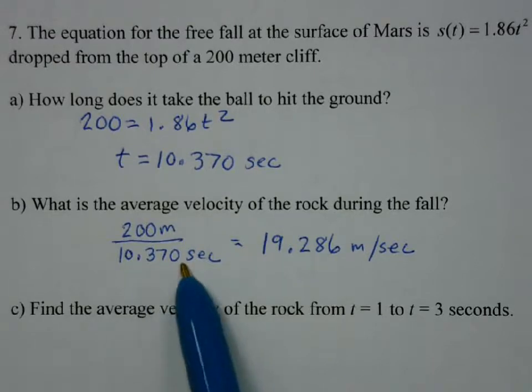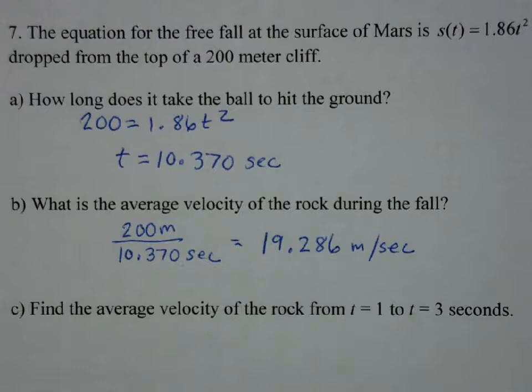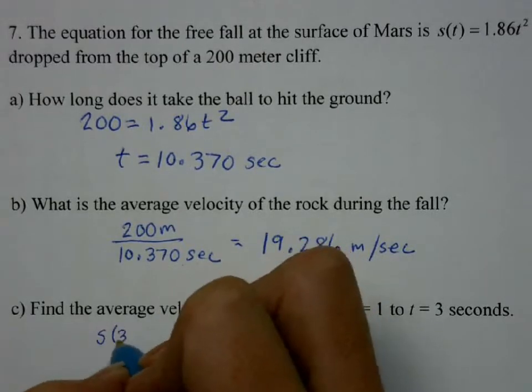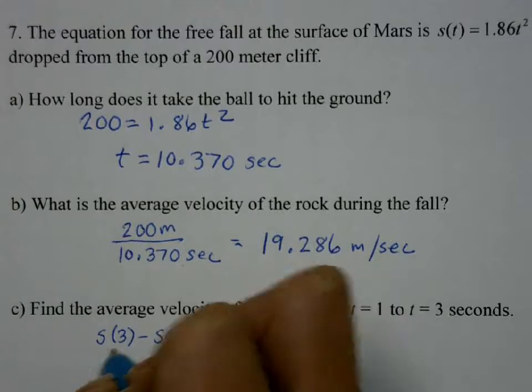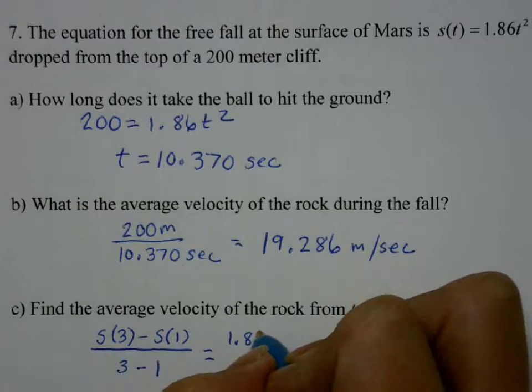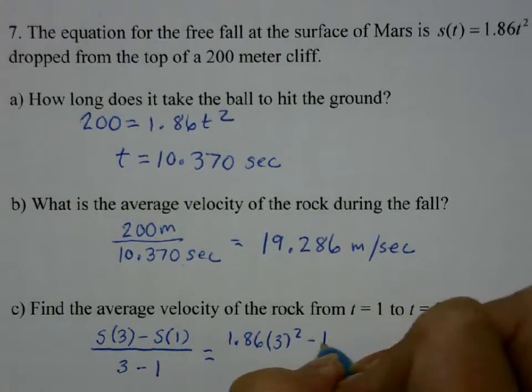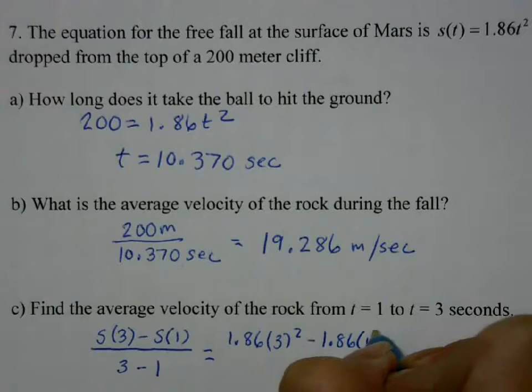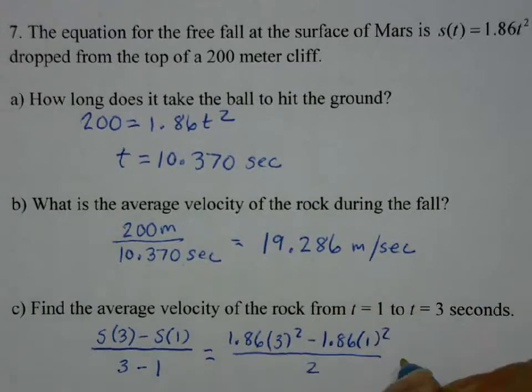Okay, find the average velocity from t equals 1 to t equals 3. So we'd plug those in, so you'd have 1.86 times 3 squared minus 1.86 times 1 squared, over 3 minus 1, which when you plug that in is 7.44. Again, this is meters per second.